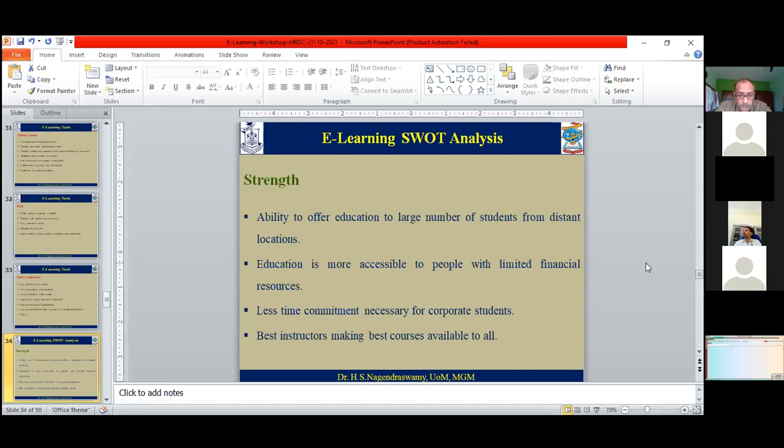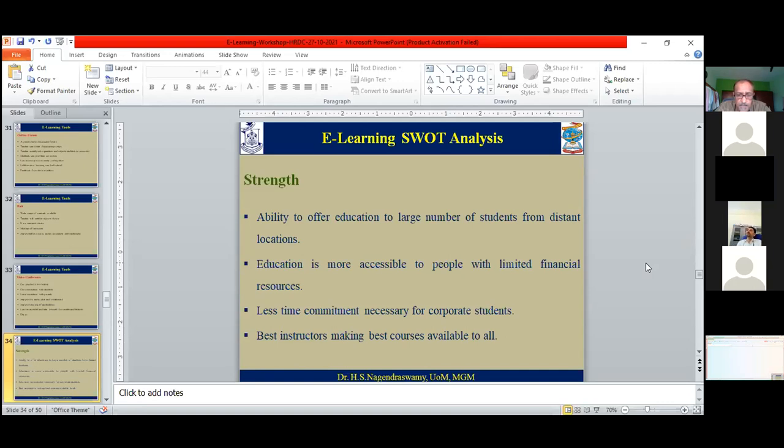That's the strength. Less time commitment is necessary for corporate students. So less time commitment, because we can avoid traveling time and other times. Whenever there's a class sharp at 10 o'clock, we just log on at 10 o'clock. That's enough, right? Once the class is over by 12 o'clock, we just log out. That's over. So that's how time can be effectively managed.